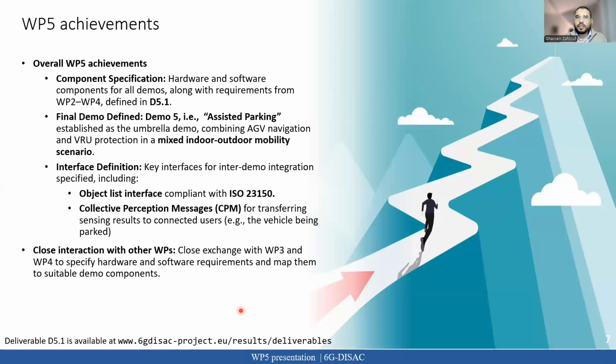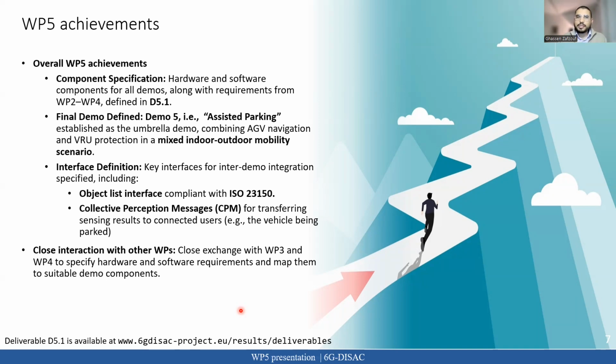Then one important thing is defining the final demo, or the umbrella demo, which takes as input different components and different aspects from all of the other demos that are being developed in WP5. This demo, which relates to the automotive industry, is the assisted parking, and we will be talking about that a bit later.